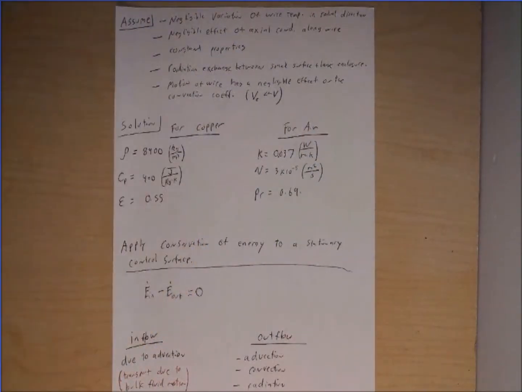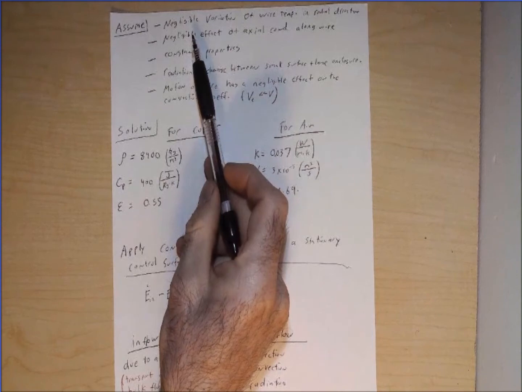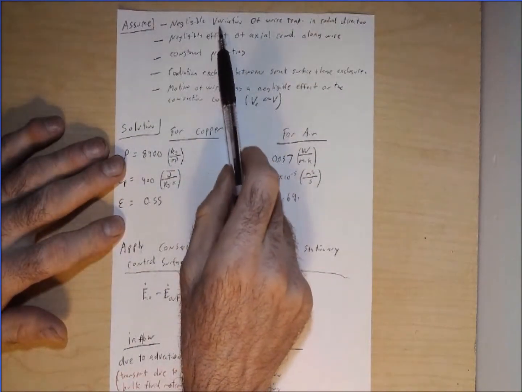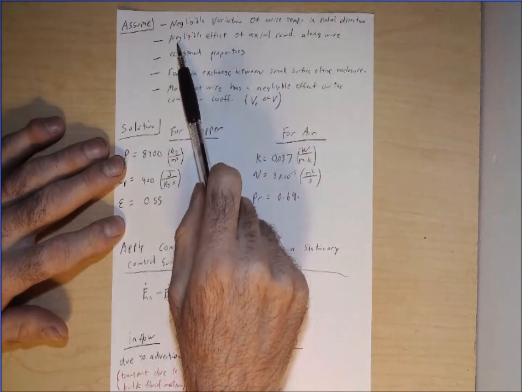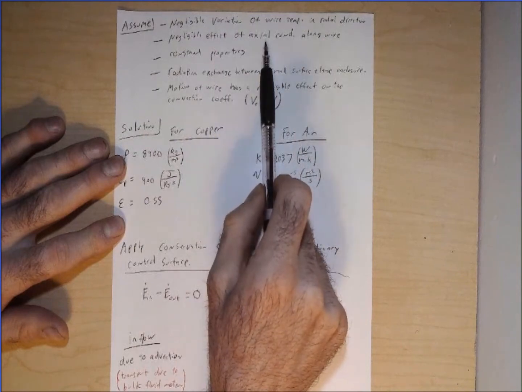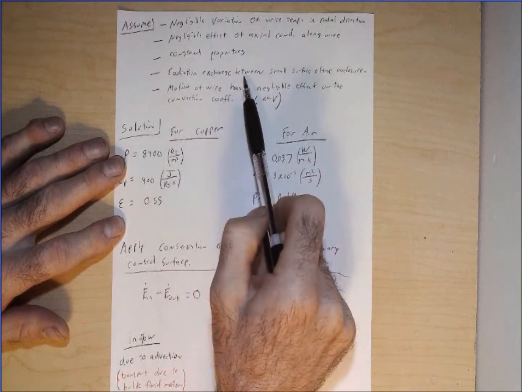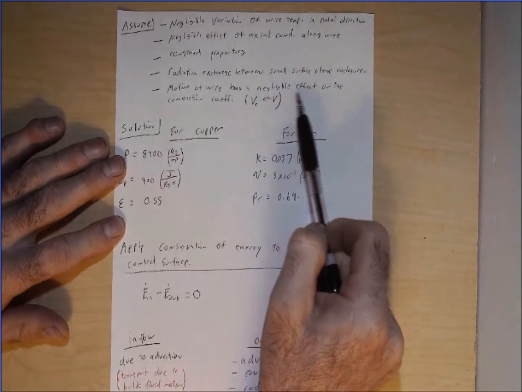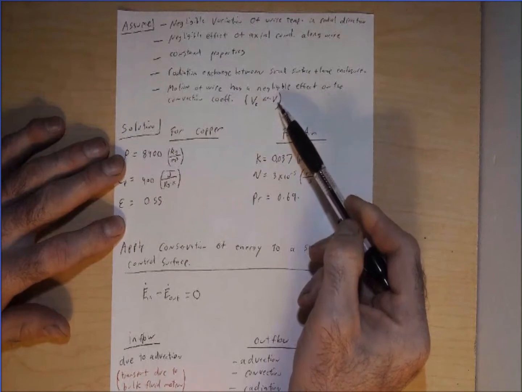Now that we've had a chance to write down all of our givens and what they're asking us to solve for, the next thing we want to do is, from the information they give us in the problem statement, decide what assumptions we're going to make to solve this problem. So first thing we're going to assume is that there's negligible variation of the wire temperature in a radial direction. We're going to assume that there's negligible effect of axial conduction along the wire. There's constant properties, and radiation exchange between small surfaces and a large enclosure. We're going to assume that motion of the wire has a negligible effect on the convection coefficient. So V sub E is much less than V.